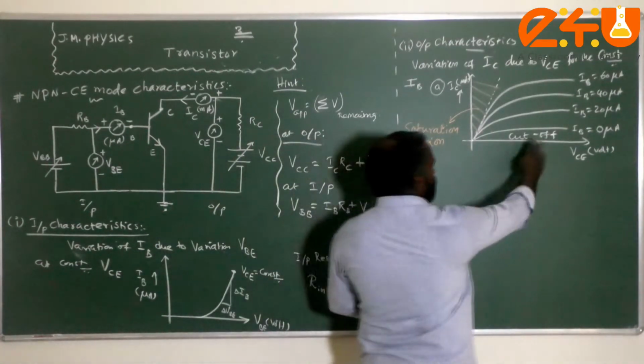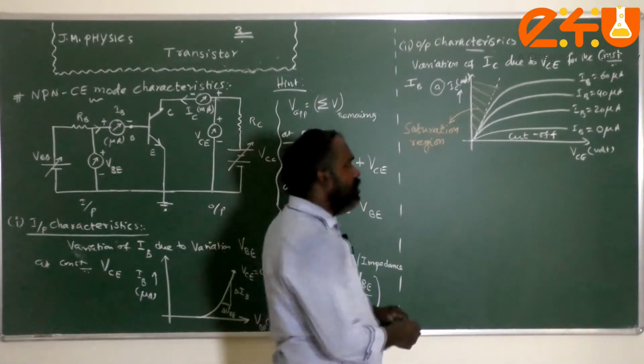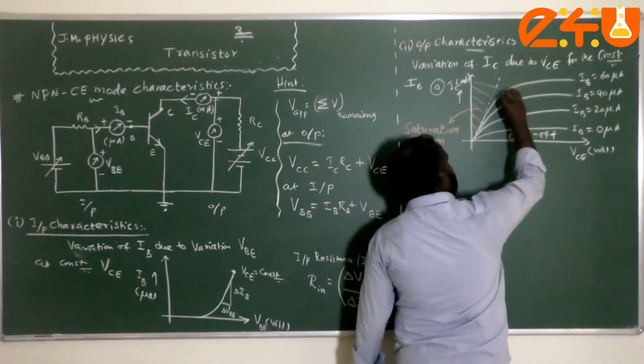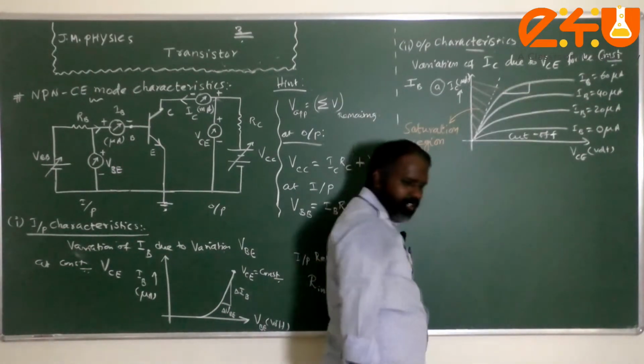Now please see, this is the cutoff region when IB is 0, as we already said. But there will be a very small, gradual linear variation.